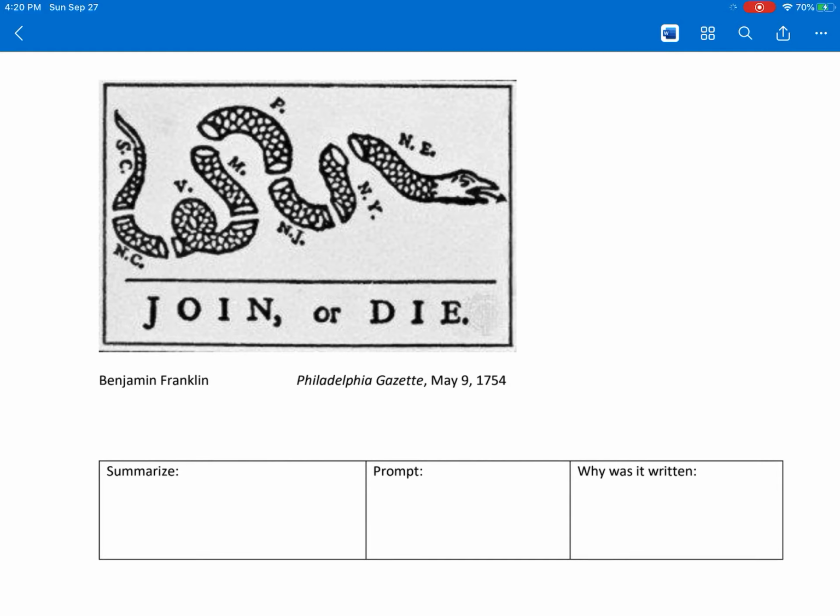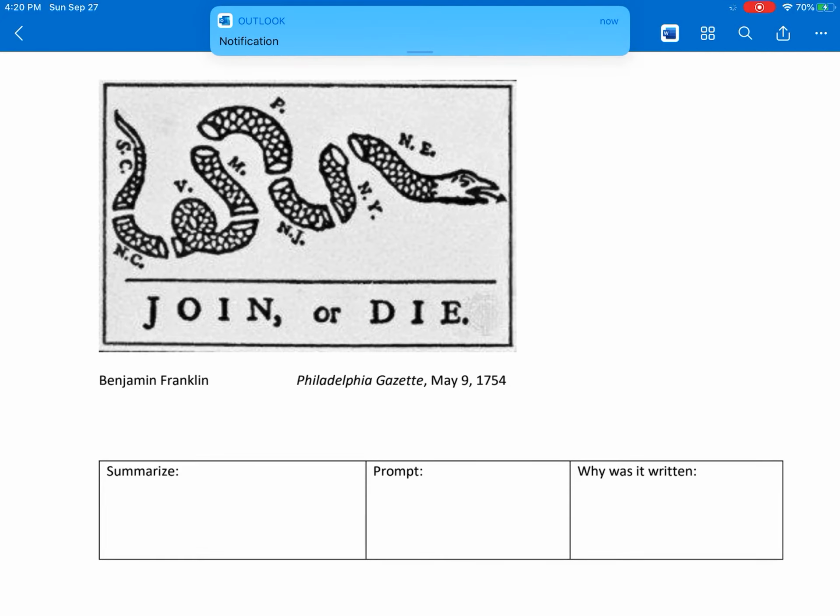the first political cartoon. If you start looking it over, let's look at the author. We know the artist was Ben Franklin. Now, if you know anything about Ben Franklin, he was an older statesman from Pennsylvania. He was a newspaper editor. He actually owned the Philadelphia Gazette. And we can see that this was published on May 9th, 1754.